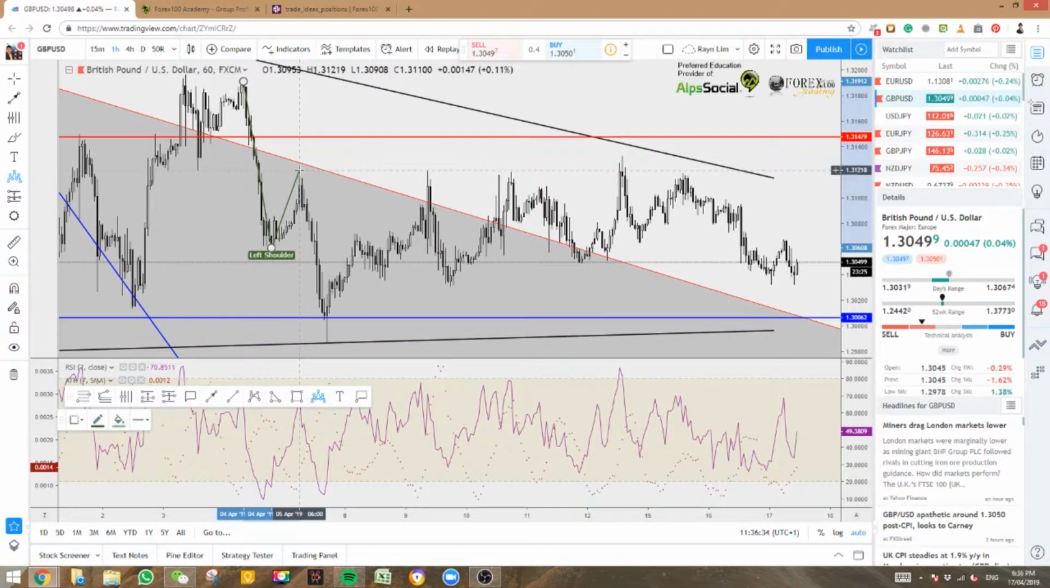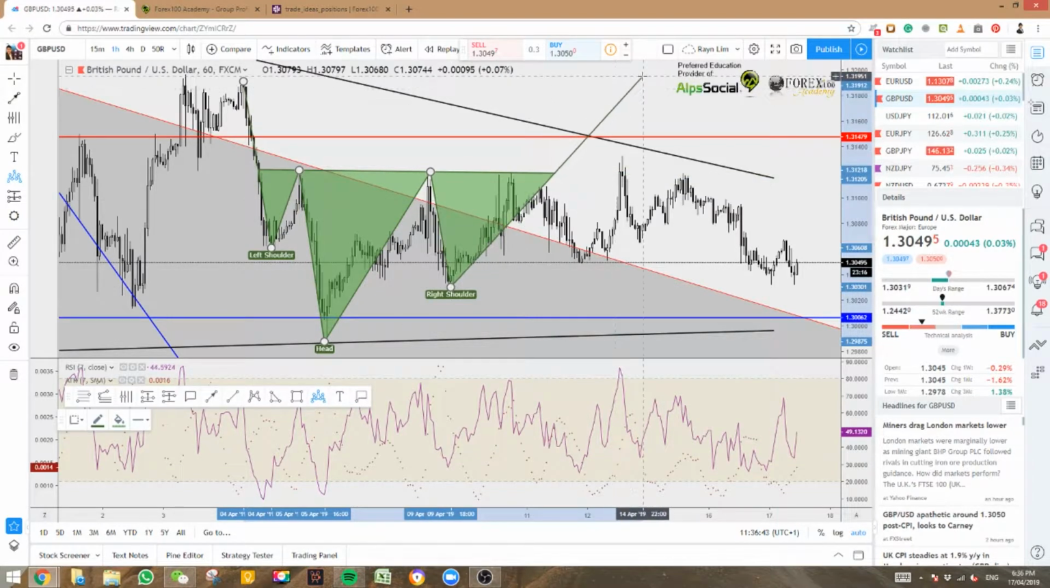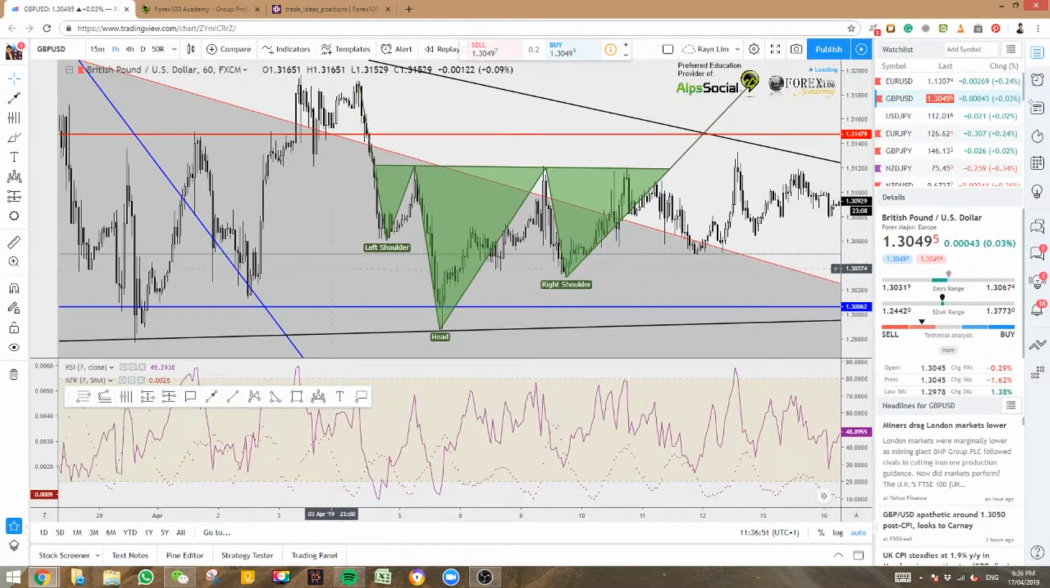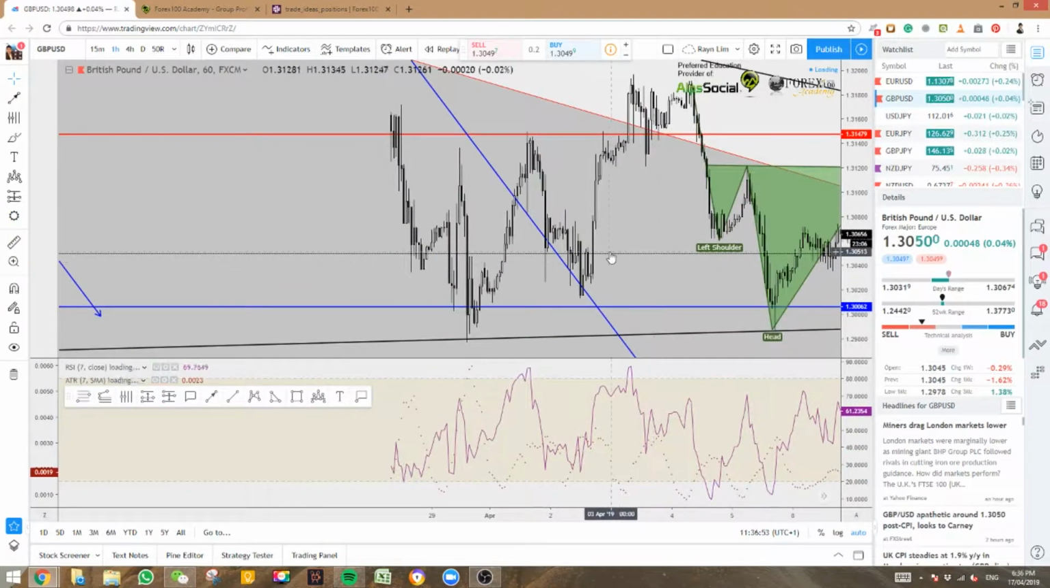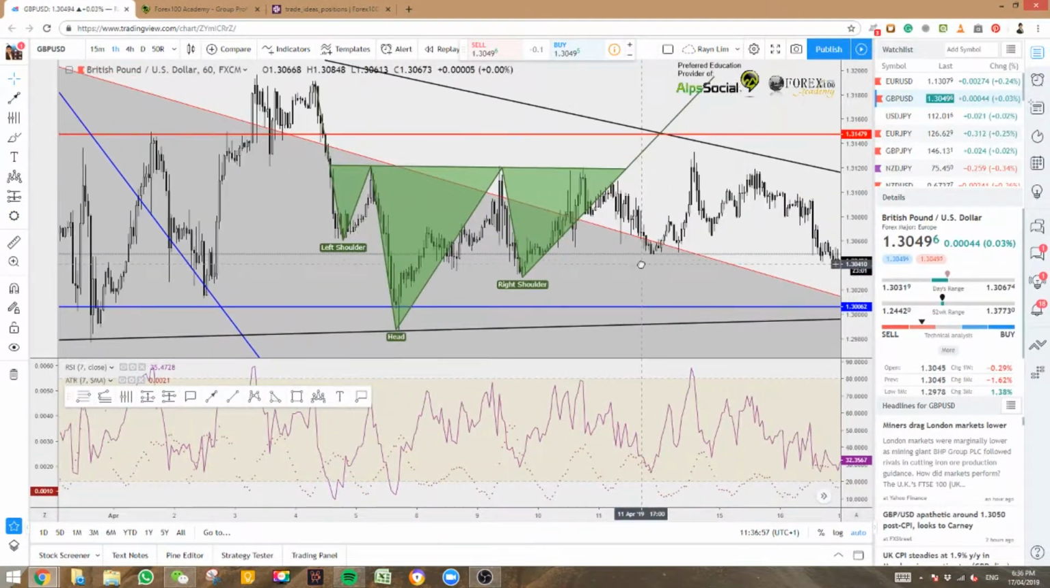Left shoulder, head, right shoulder, and completion. Alright, so this is the inverted head and shoulder pattern I'm looking at. Alright, so yep, this is what I have over here.